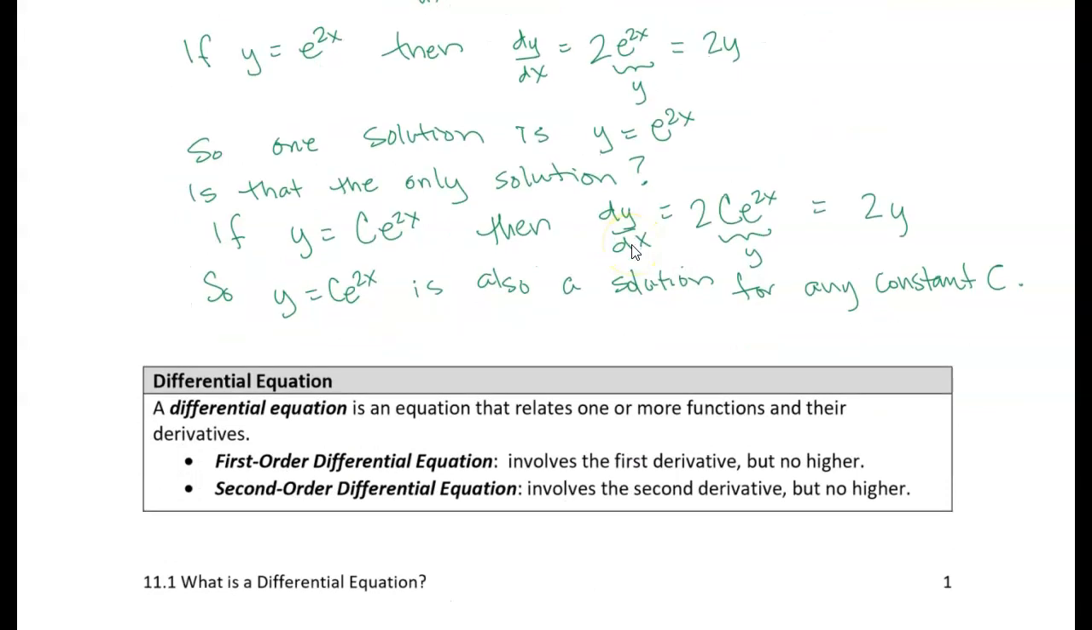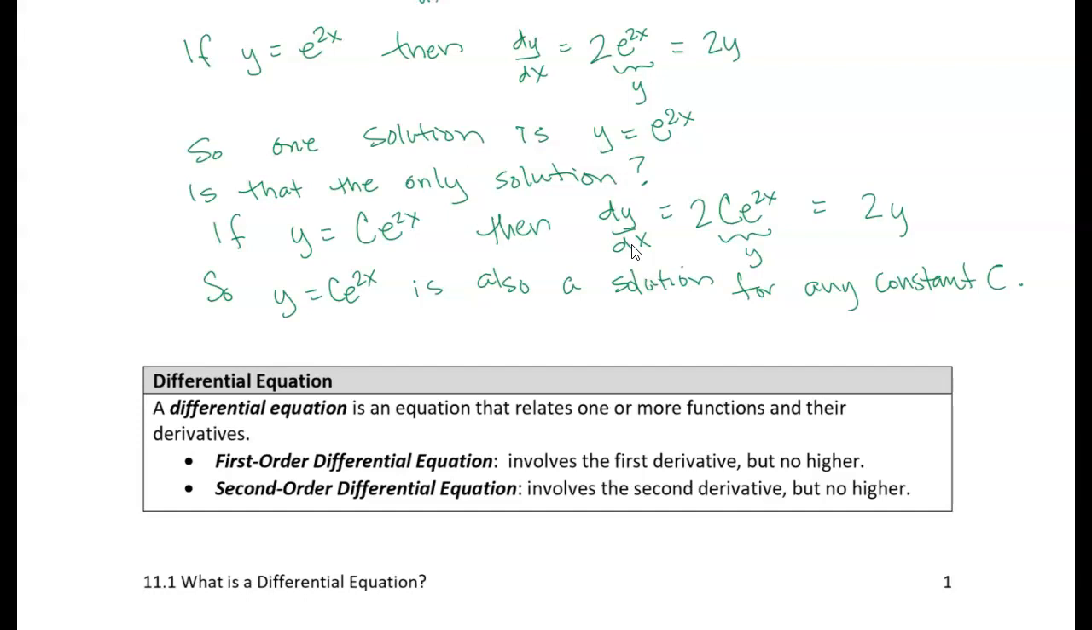Well, two differential equations. The first one really was a differential equation, even though it was something that we already knew how to do. Because a differential equation is just an equation that relates functions and their derivatives. If you ever have an equation that involves a derivative, it's a differential equation. Differential equations have different orders. A first order differential equation involves the first derivative and no higher. A second order differential equation involves the second derivative and no higher. And I suppose you could go further: a third order differential equation would involve the third derivative and no higher.